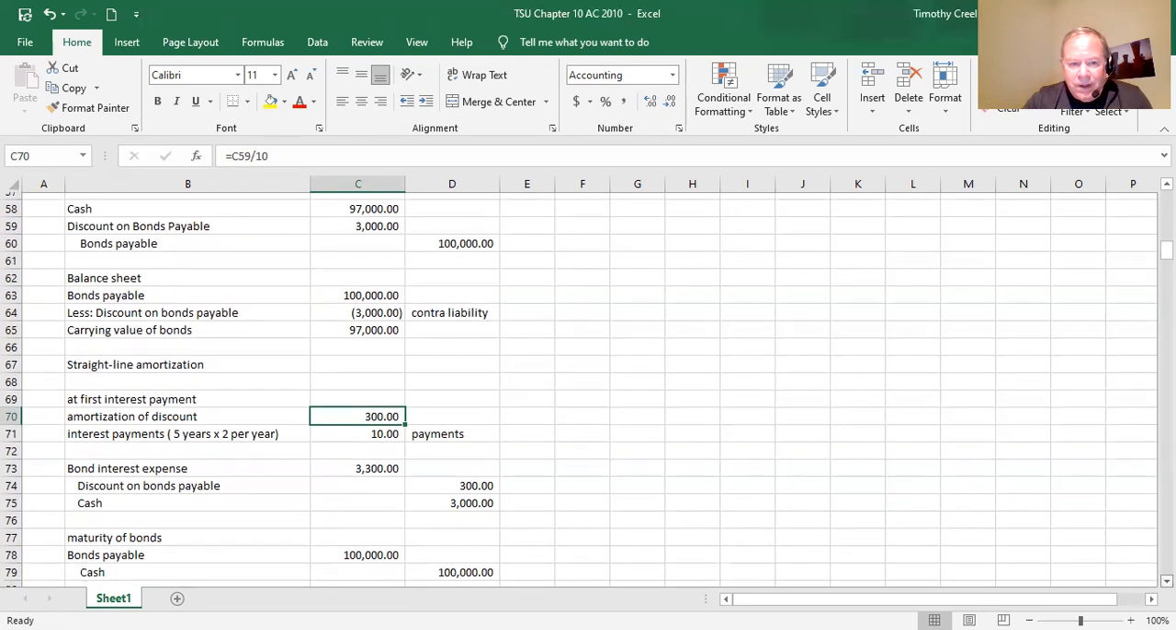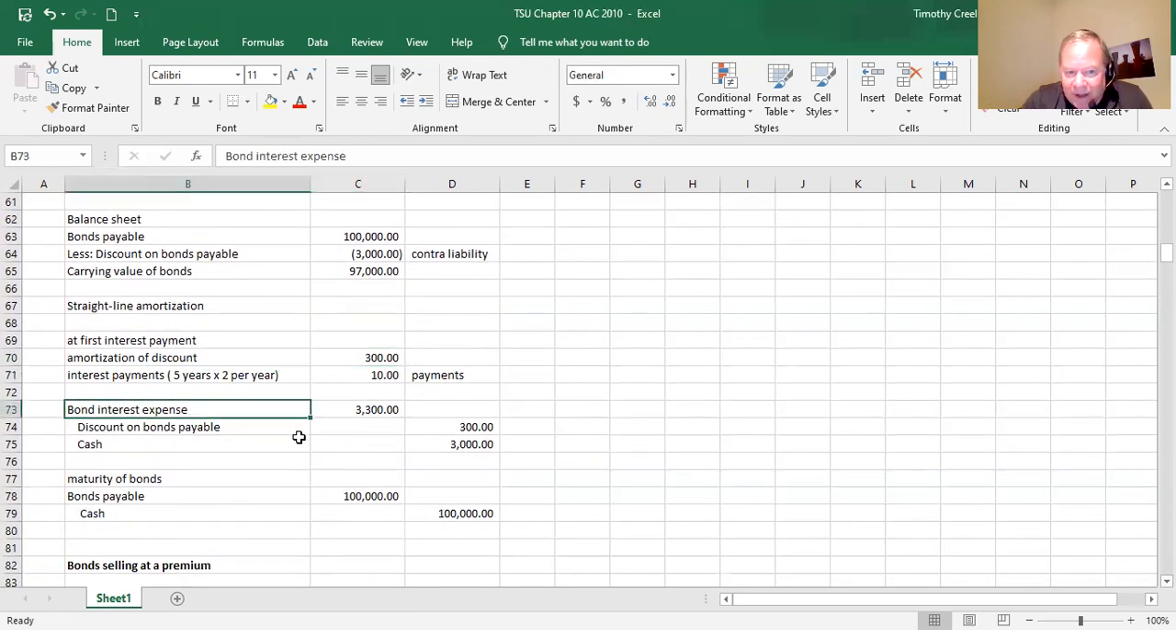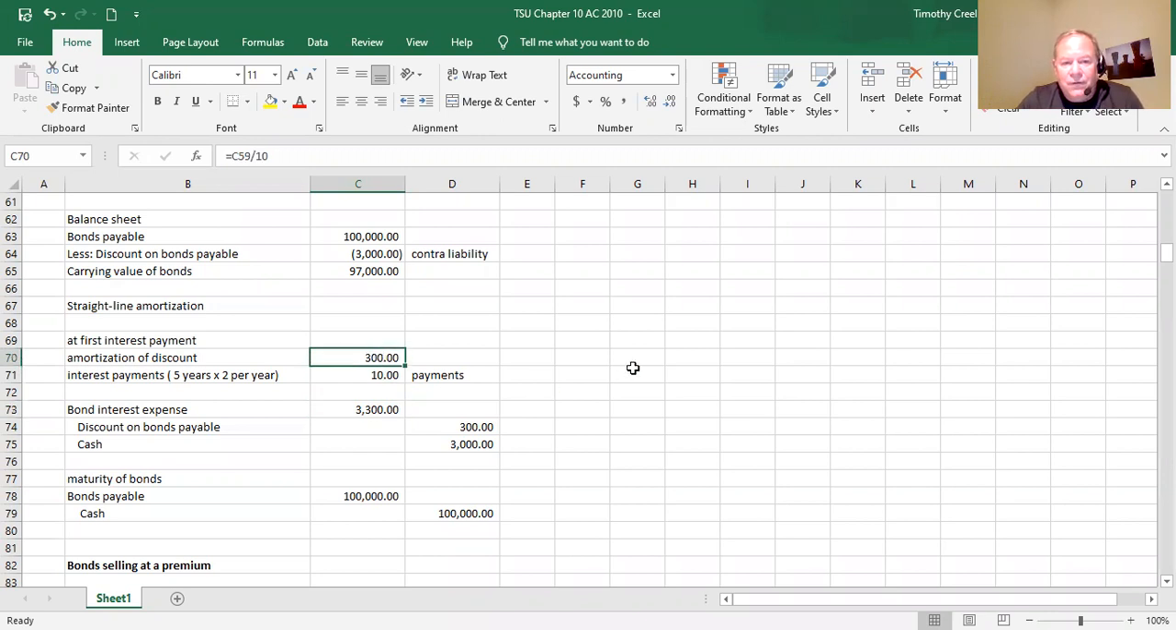So let's look at this one. Notice we would debit bond interest expense, in this case for 3,300. Remember, we're using the same numbers that we did in the last example. Our regular interest payment to bondholders would be the same as the last example, which is 3,000 every 6 months. So our debit to bond interest expense is the 3,000 that we're paying to the bondholders plus the $300 worth of discount that we're amortizing off with the payment.